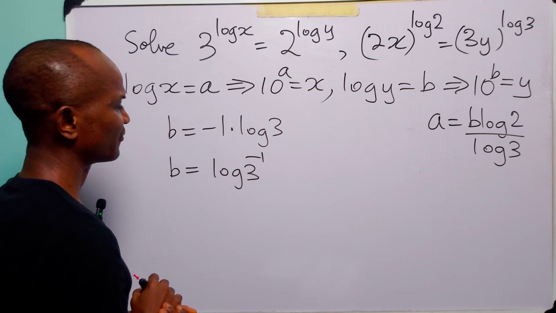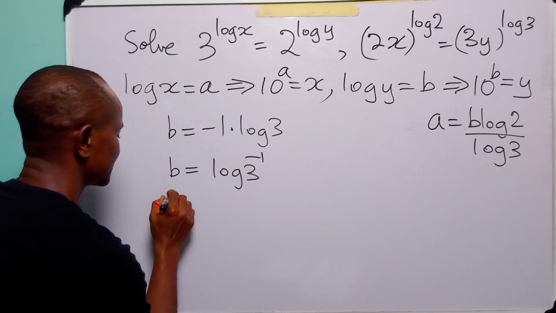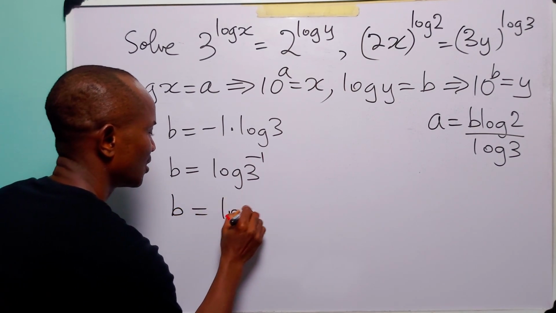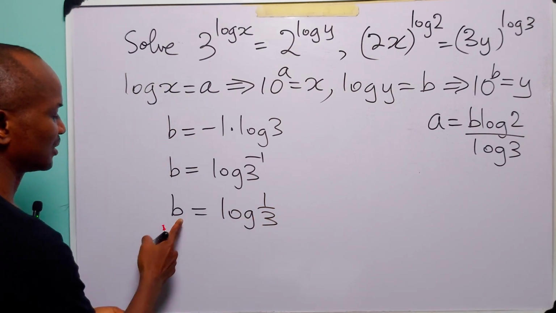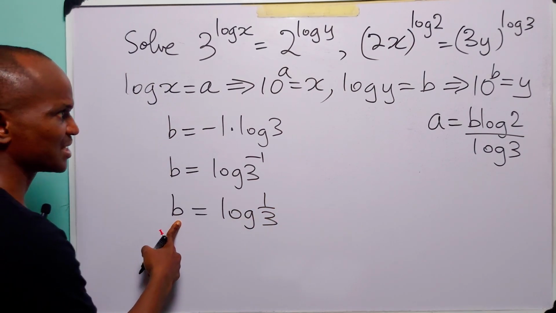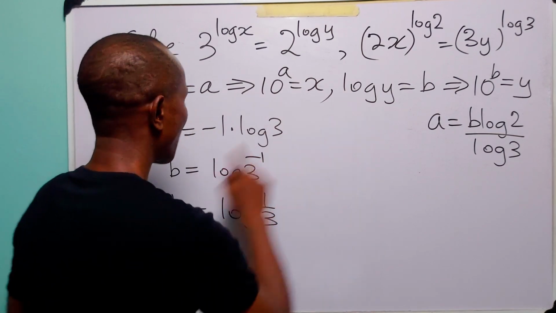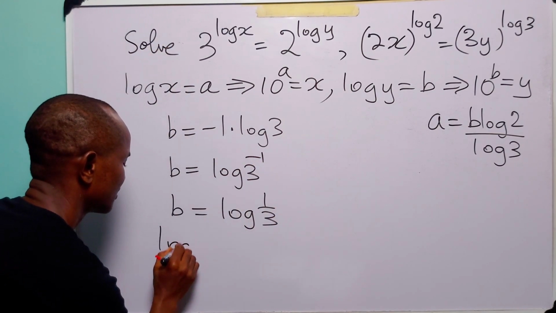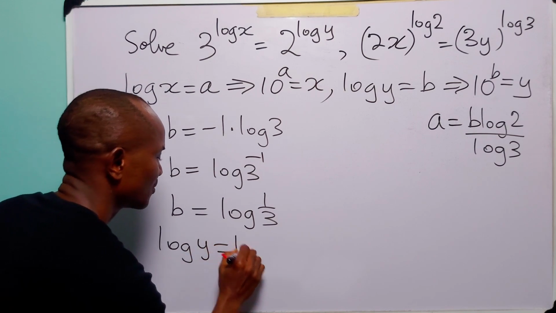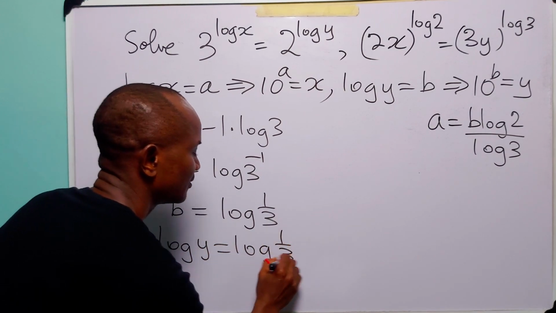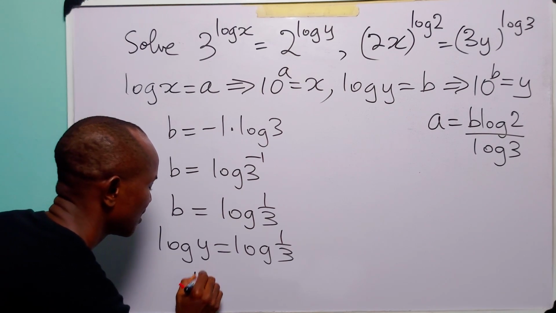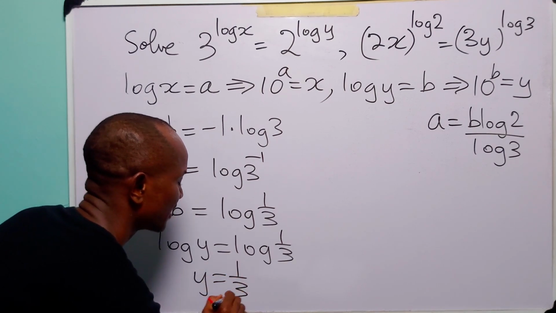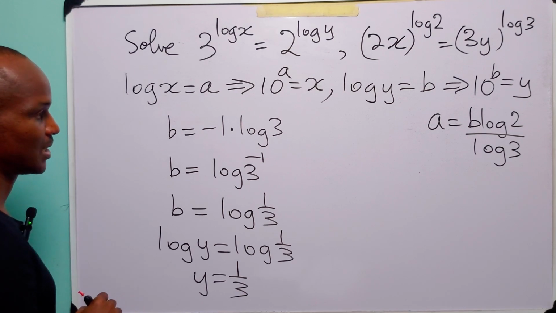And from our rules of indices, we know that this is equal to log 1 over 3. But now let us not forget that b is equal to log y. So we have that log y is equal to log 1 over 3. So of course, from here we have that y is equal to 1 over 3.